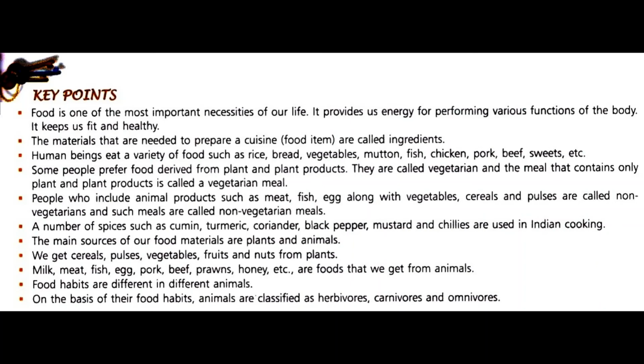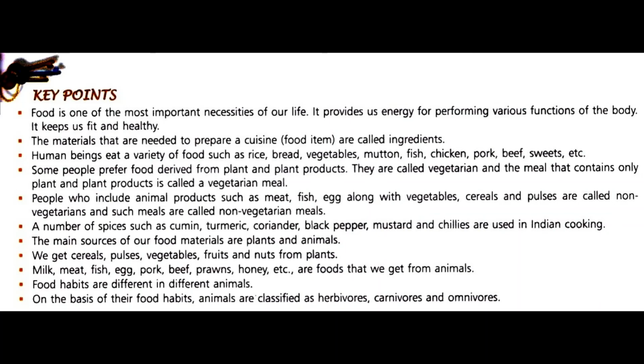The materials needed to prepare a particular food item are called ingredients. Human beings eat a variety of food like rice, bread, vegetables, mutton, fish, chicken, pork, beef, sweets, etc. Some people prefer food derived from plant and plant products. They are called vegetarians. The vegetarians who do not also take milk and honey are called vegans.